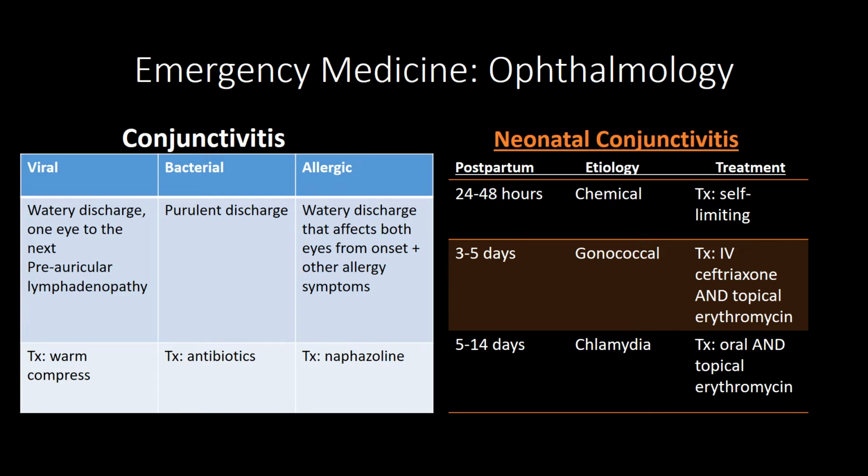It produces a watery discharge, classically starts in one eye, goes to the next eye. Pre-auricular lymphadenopathy is common. The treatment is warm compress. Bacterial origin, you'll see purulent discharge, and the treatment is a short duration of antibiotics.